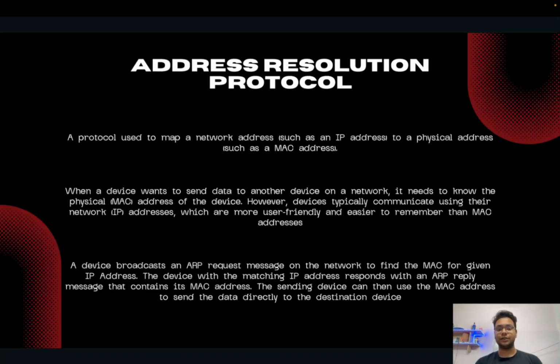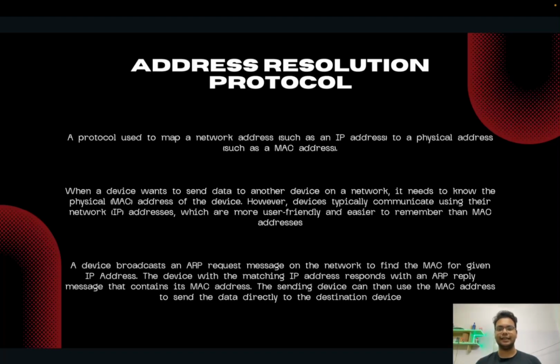When a device wants to send data to another device on a network, it needs to know the physical or the MAC address of the device. However, devices typically communicate using their network or IP addresses, which are more user-friendly and easier to remember than MAC addresses. In such cases, a device broadcasts an ARP request message on the network to find the MAC for the given IP address. The device with the matching IP address responds with an ARP reply message that contains its MAC address. The sending device can then use the MAC address to send the data directly to the destination device.